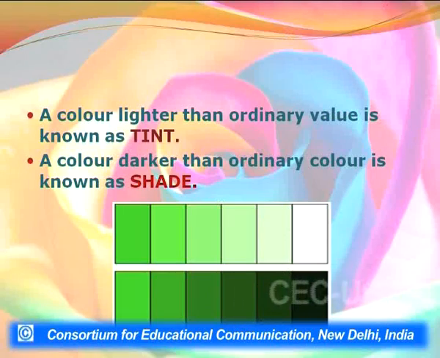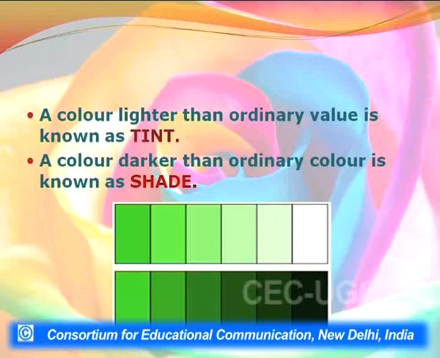So a color lighter than the ordinary value is known as tint. So exact green, we need to find which is the exact color. So a color darker than the ordinary color is known as shade. So whenever we mix white in a color, it gives us the tint of that particular color. For example, green, light green, light green, light green, and last is white in the first row, and in the second row, last is the black. And as we are mixing black from the left hand side block, it is giving a kind of shades.